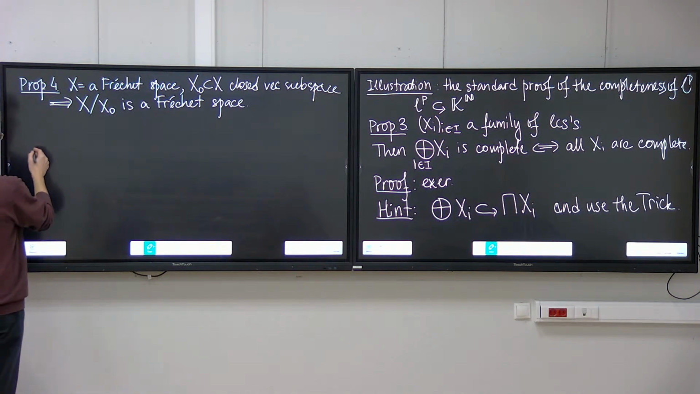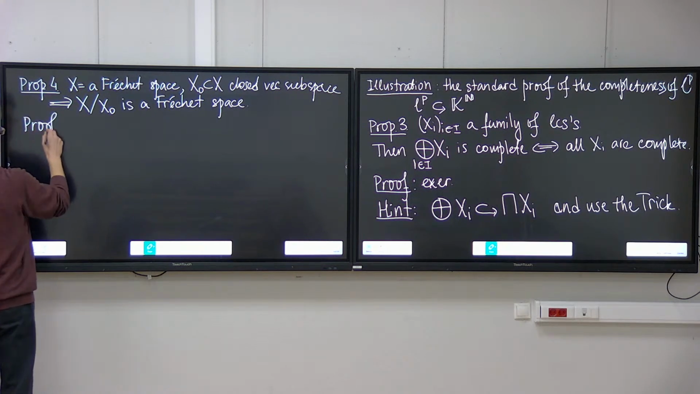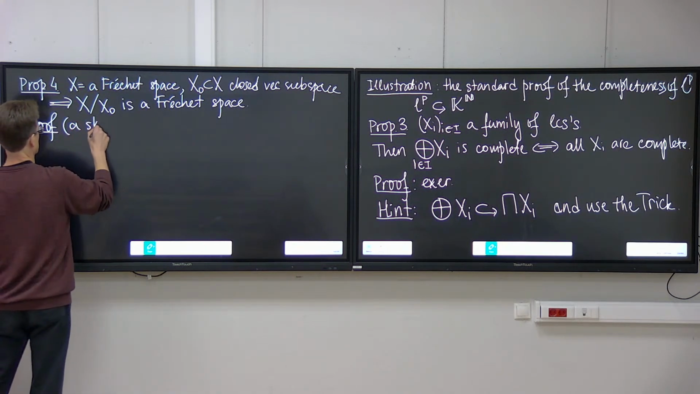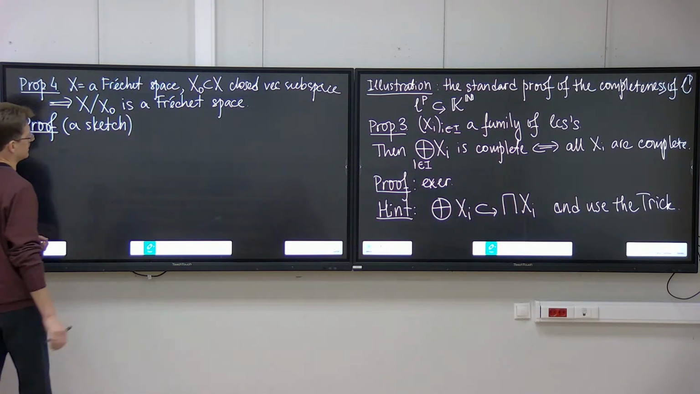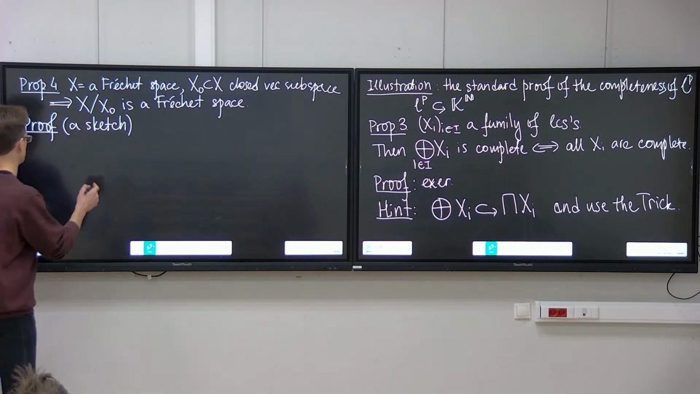And here is, well, not just a proof, but an idea of proof. Sketch of proof. Clearly, the quotient is metrizable. It is Hausdorff because X0 is closed in X. And since X is metrizable, the topology on X is generated by countably many seminorms. So the quotient seminorms generate the topology on the quotient. There are countably many of them, so the quotient is metrizable. Well, we have to prove completeness for the quotient.